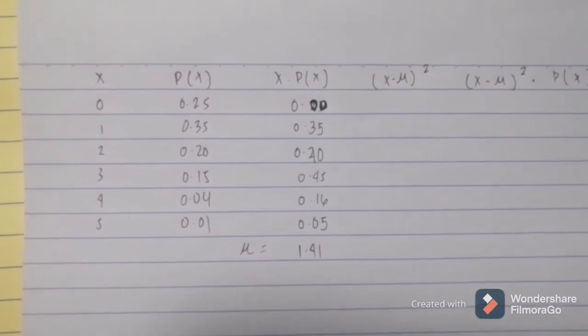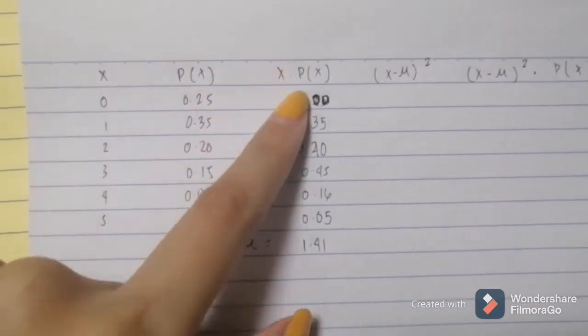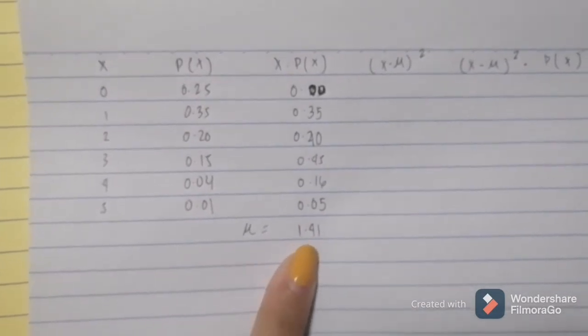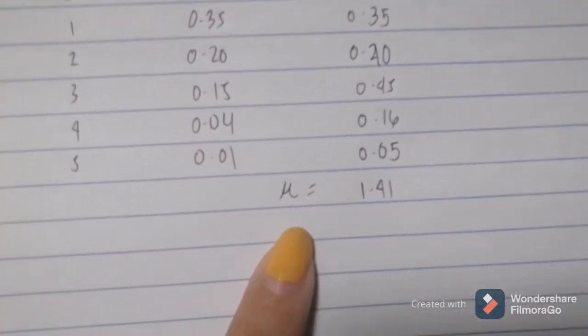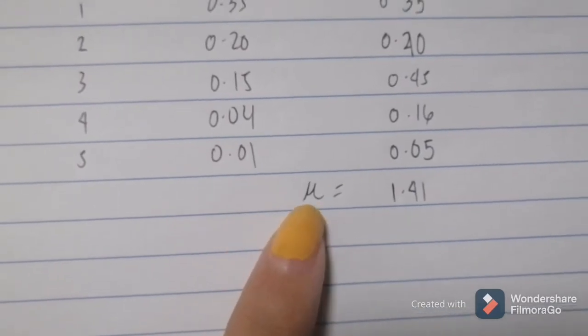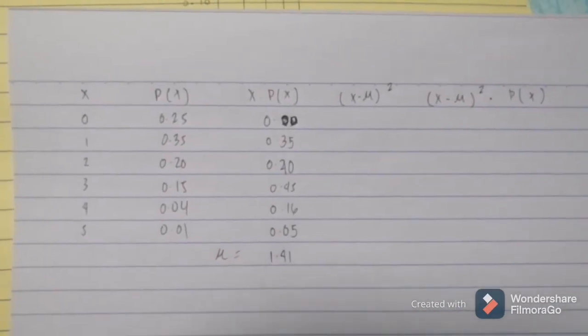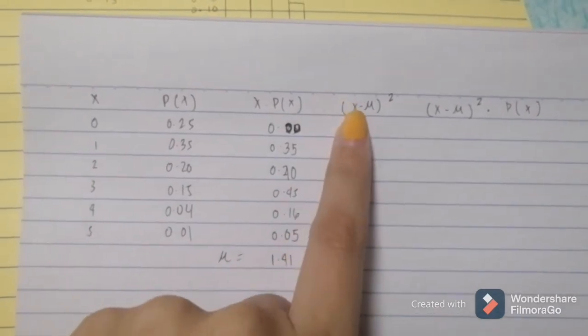So, para makuha natin yung mean ay ipag-a-add lang natin lahat ng to. So, ang sagot niya ay 1.41. Etong M na to, yan yung symbol ng mean. So, next naman natin gagawin ay yung formula na to.